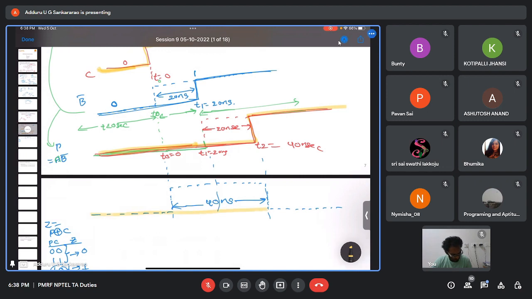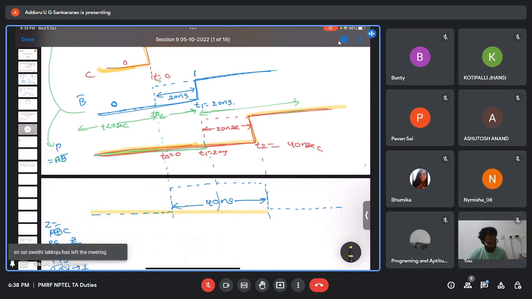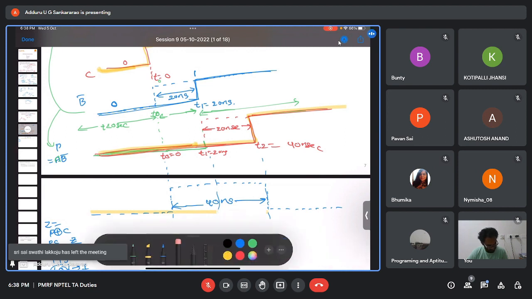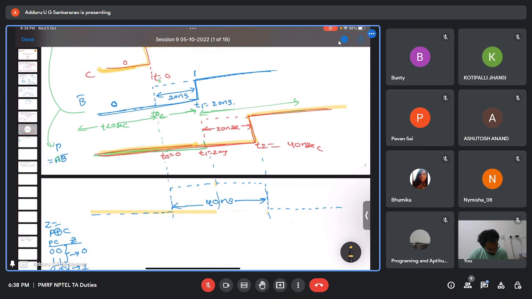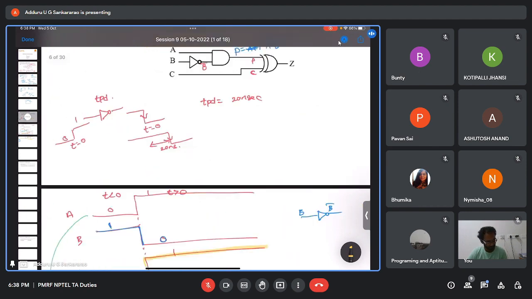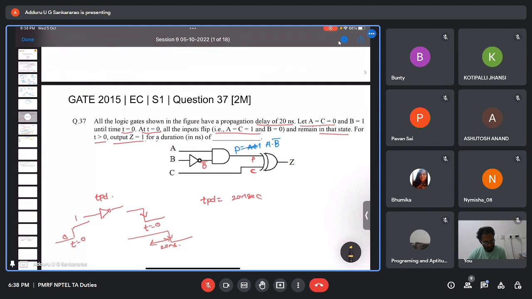So there is a delay of 20 nanoseconds. So actual Z will be high here and up to here. The yellow one is the actual Z. So for how much time is it high? 40 nanoseconds. So that's what is asked in the question: for t greater than 0, output Z equal to 1 for a duration of dash. So 40 nanoseconds is the answer.